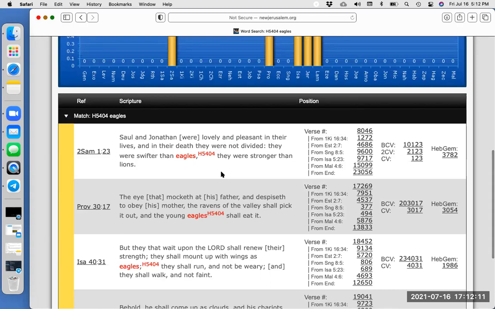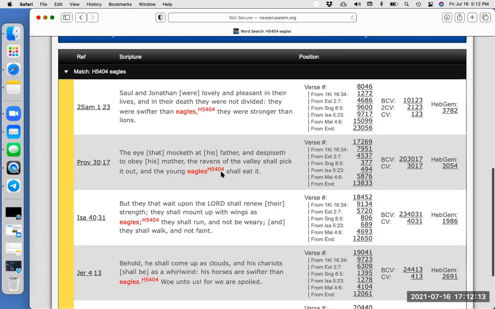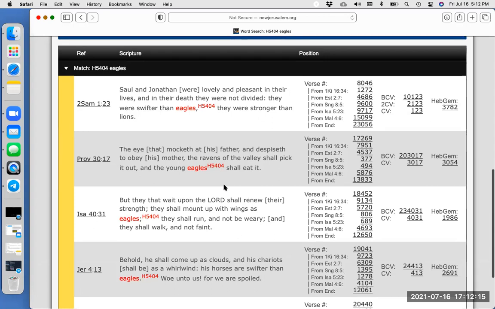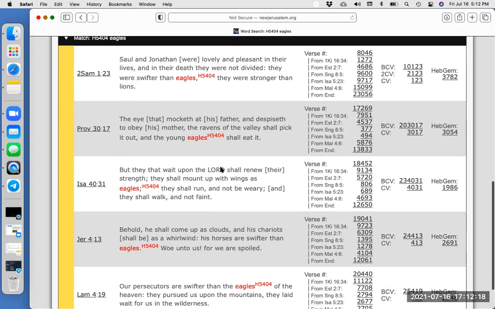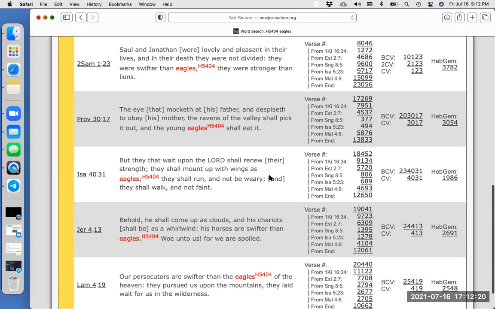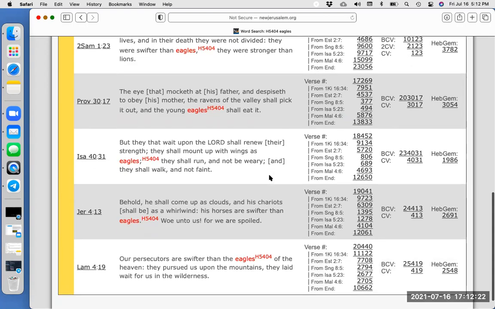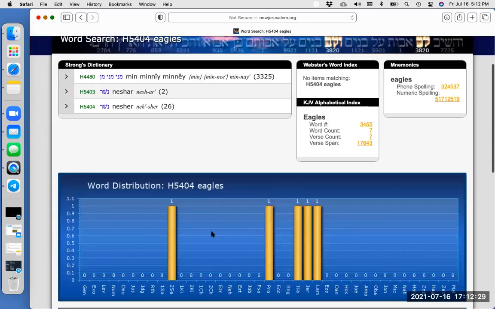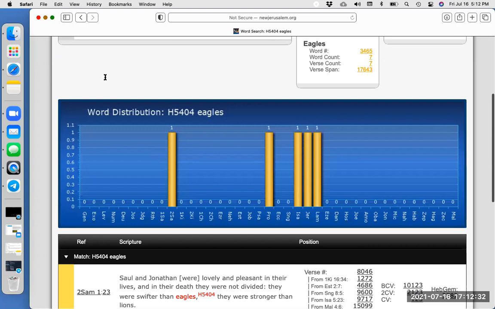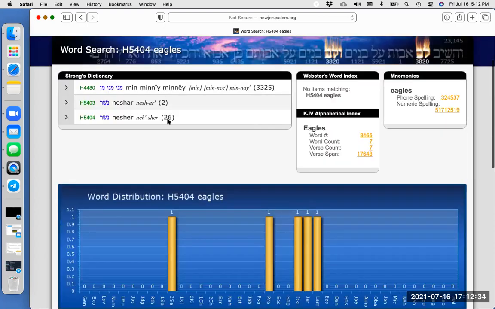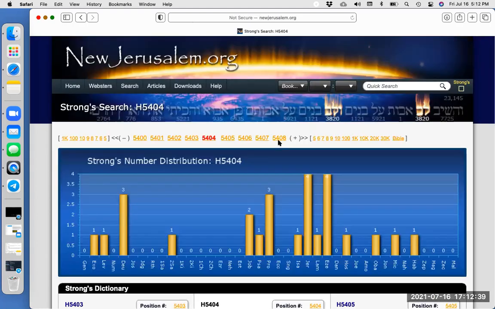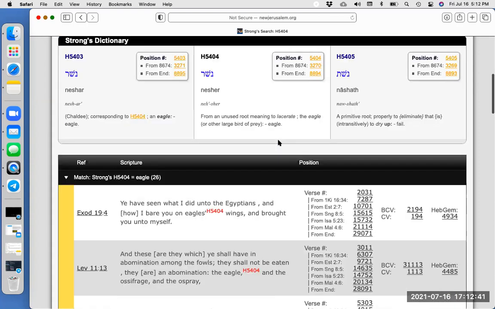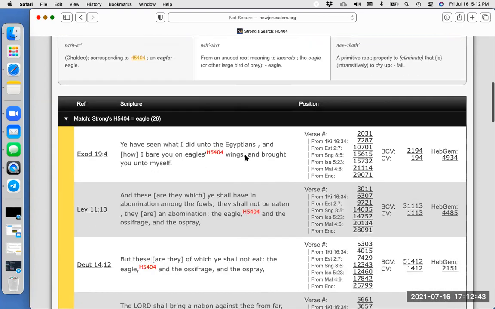Let's look at these eagles then, in the plural. I'm just scrolling through the references here. There's how many? 20? There's 26 references for this number. So where are the rest of them? All right, here's eagle's wings.